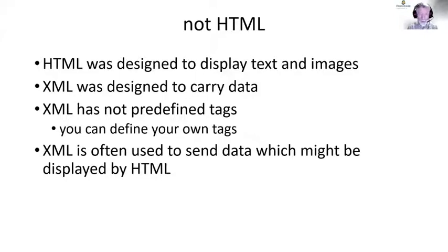Now, HTML has a set of tags. You know, you can have an IMG tag for an image, or you can have a div for a division. And there's a fixed set of tags that can work in HTML. Not so in XML. In XML, you can make your own tags. You can create whatever tags you like.